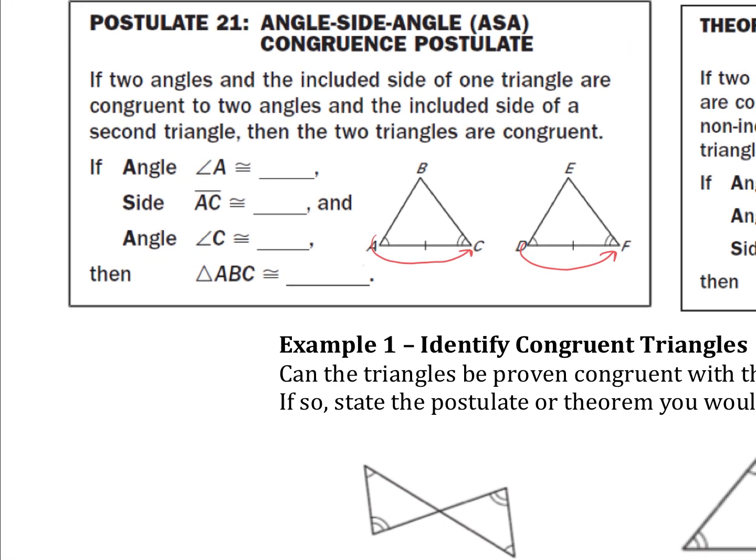So what goes in the blanks here? Angle A is congruent to what angle? Angle D. AC is congruent to what? DF. Angle C is congruent to what? Angle F. And triangle ABC is congruent to triangle DEF.